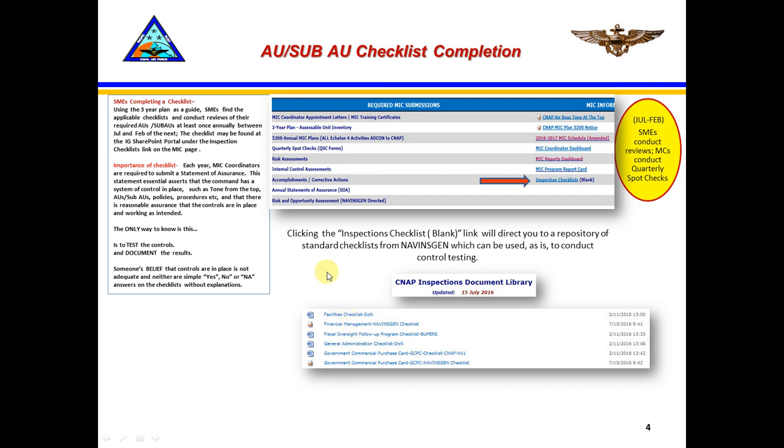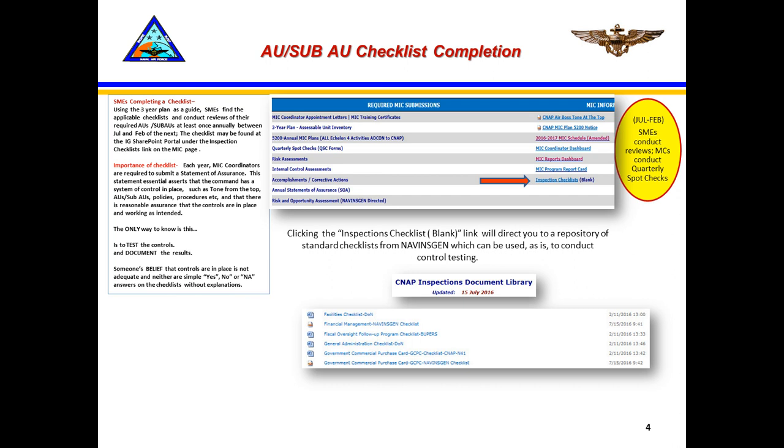So what's the importance of the checklist? Well, each year, MIC coordinators are required to submit a statement of assurance. This document essentially asserts that a command has a system of controls in place. They have a tone from the top. There's command buy-in. And they have a list of AU, sub-AU, so everybody knows what your processes are. And they have policies and procedures, etc. And the big thing is that there's reasonable assurance that the controls are in place and they're working as intended.